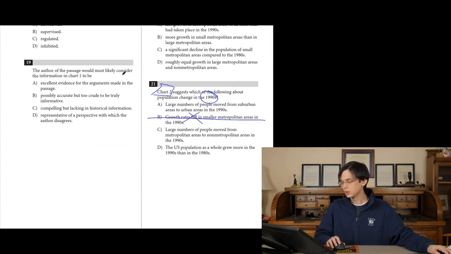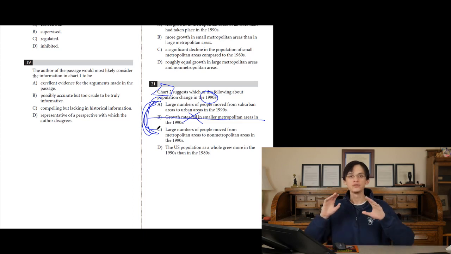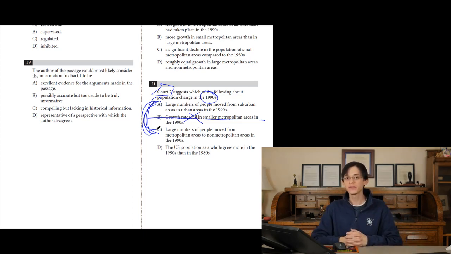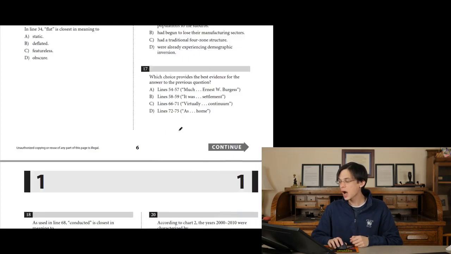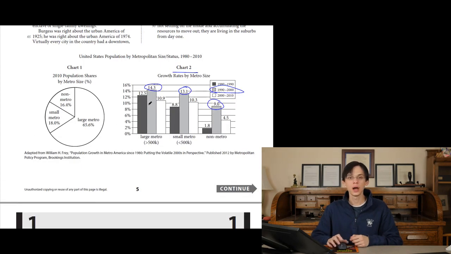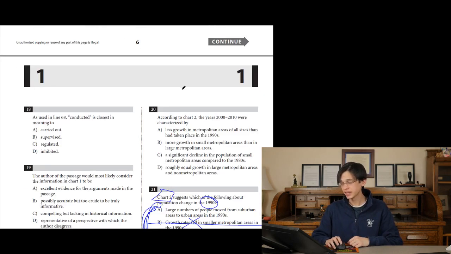What about C? Large numbers of people moved from metropolitan areas to non-metropolitan areas. Notice how A and C are very similar to one another. A and C are targeting demographic inversion. And if you don't pick up on that, you're going to pick one of those. If you don't pick up on the fact that this chart cannot answer about demographic inversion and how people move from one place to another, it only talks about net growth, you're going to get this answer wrong.